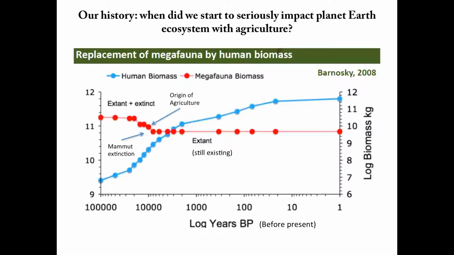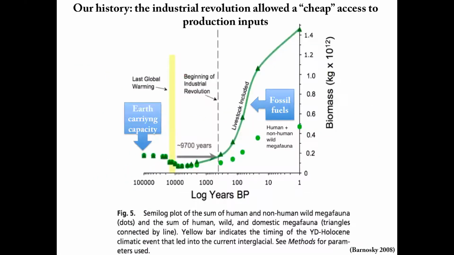But let's have a look at the past, and let's see when we really started to mess up with the ecosystem. Well, we started to mess up with the ecosystem when we started with agriculture. Basically 10,000 years ago, this is an article from Barnosky from 2008, which I really recommend you look at, because it shows that when the human biomass took over the megafauna biomass, that started more or less our big impact on our planet. And this continued until today.